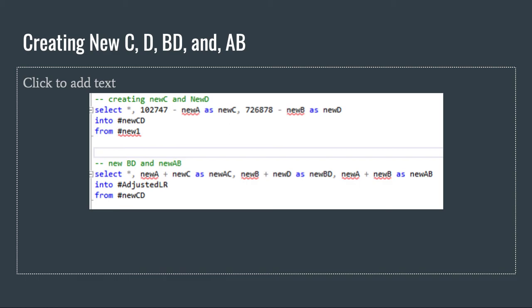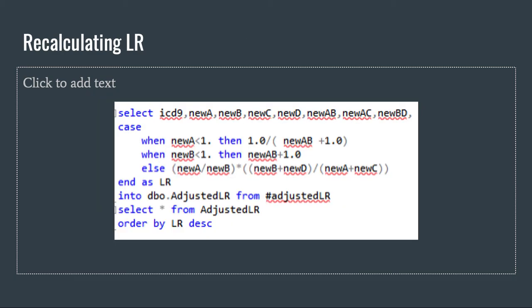And then next we're creating the new C, D, BD, and AB. So this is where we're calculating these new scores according to the ICD-9 codes that we had just created and revised. And so over here, just make sure that you're getting the same code and you're putting them into new temporary databases. Next, we're recalculating the LR.